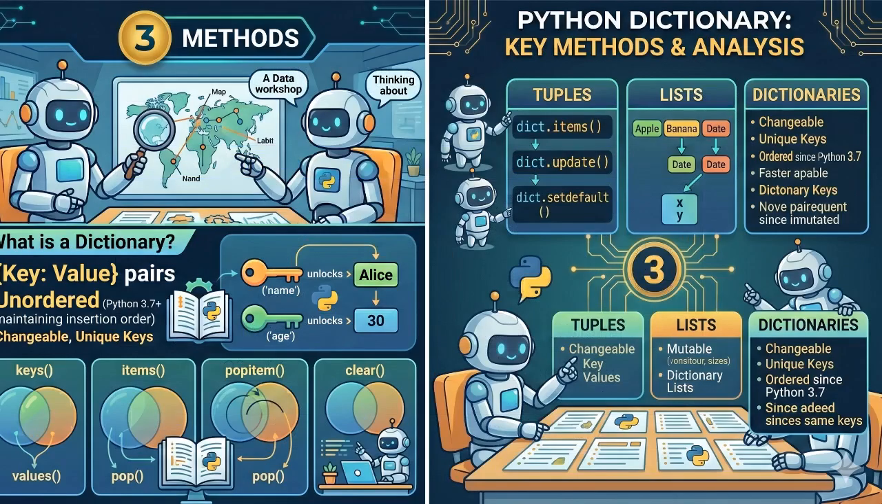To summarize, dictionaries store data as key-value pairs, use keys for access instead of index, and are flexible and changeable. They are very useful when data has a clear relationship between keys and values.